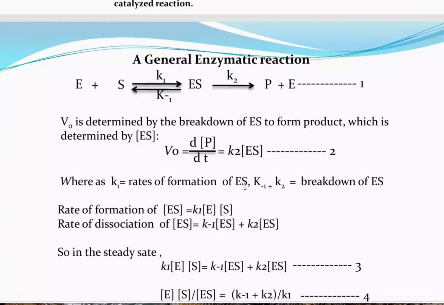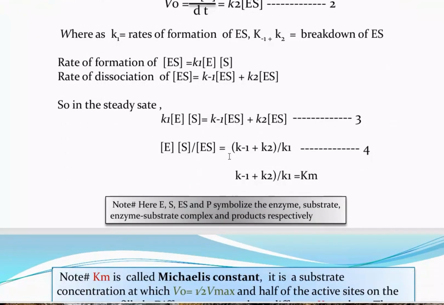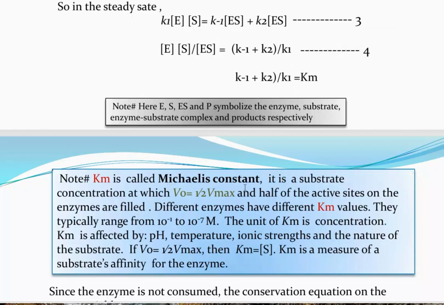K1 is the rate of formation of ES, and K minus 1 and K plus 2 are the rate of breakdown of ES. So in a steady state, the rate of formation and the rate of dissociation are both the same. We also highlight here equation number 3. This is the rate of formation and this is the rate of dissociation. If we equalize both these equations, then we will get the value of Km, because on one side there is K minus 1 plus K plus 2 divided by K plus 1, and that is called the Km. And E, S, ES and P symbolize the enzyme, substrate, enzyme substrate complex and the product respectively.